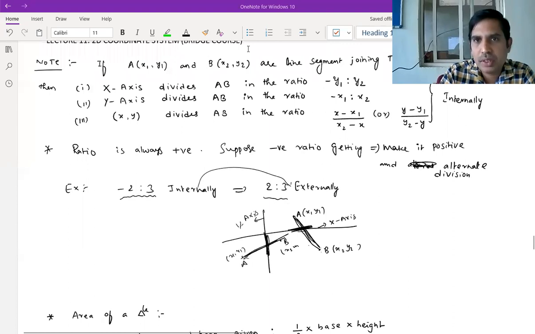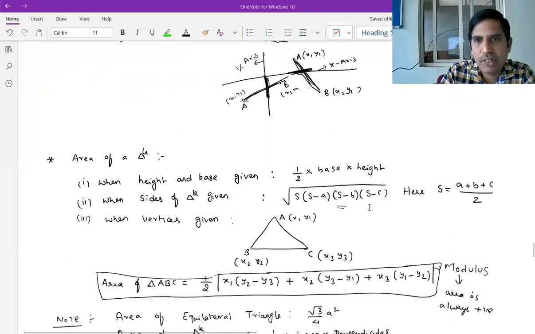Right. Next, area of triangle. There are 3 formulas given for area of triangle. One, which you already learned in lower classes, is half into base into height. And when sides are given, this is the formula: root over s into (s minus a) into (s minus b) into (s minus c), where s is nothing but (a plus b plus c) by 2, and a, b, c are the three sides.